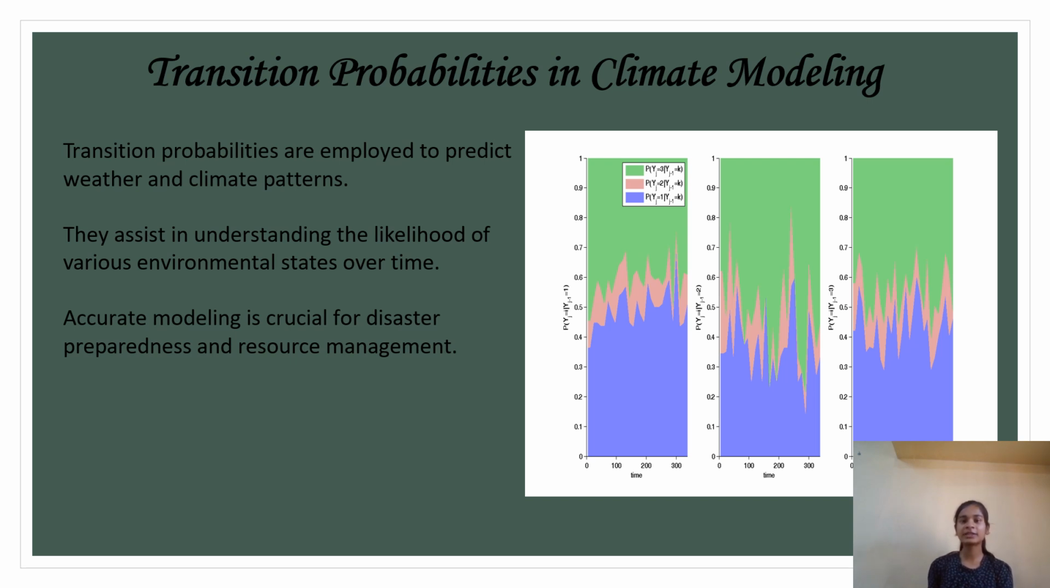Transition probability in climate modeling. Transition probabilities are employed to predict weather and climate patterns. They assist in understanding the likelihood of various environmental states over time. Accurate modeling is crucial for disaster preparedness and resource management.